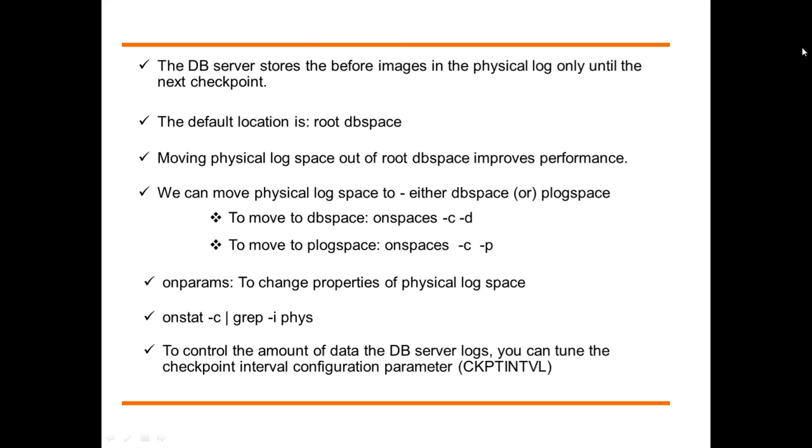The DB server stores the before images in the physical log only until the next checkpoint. The default location is the root dbspace. Moving the physical log space out of the root dbspace improves performance. We can move the physical log space to either a dbspace, or we can create a log space called plogspace.